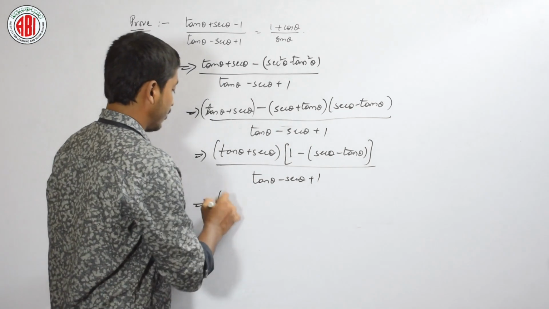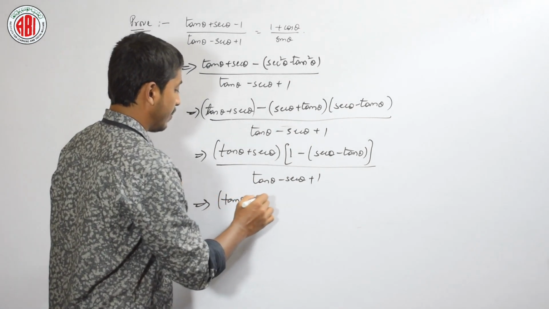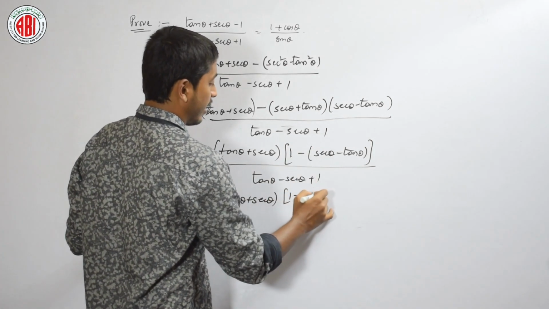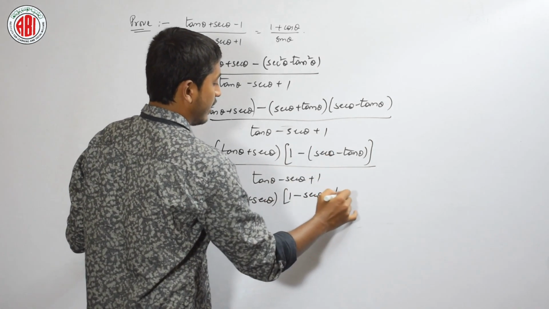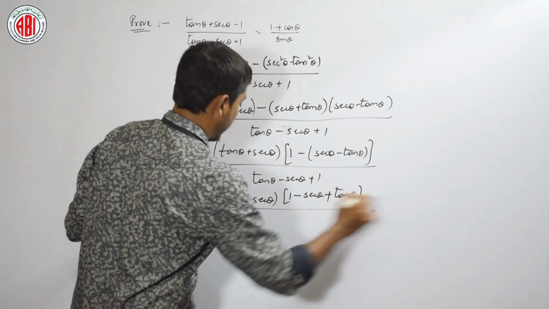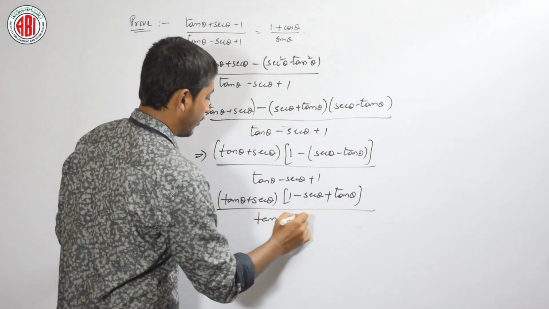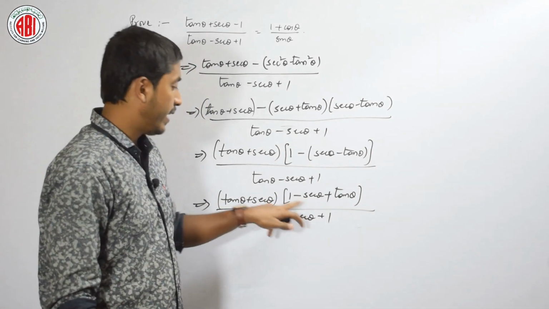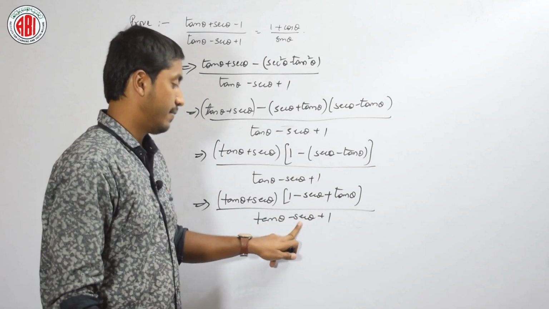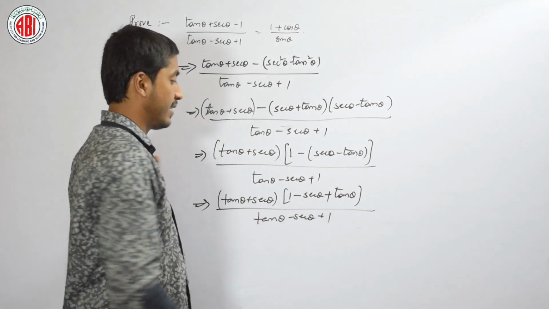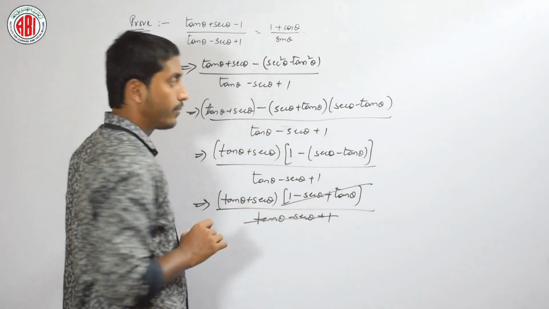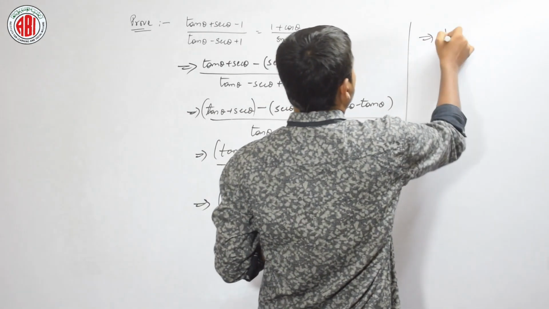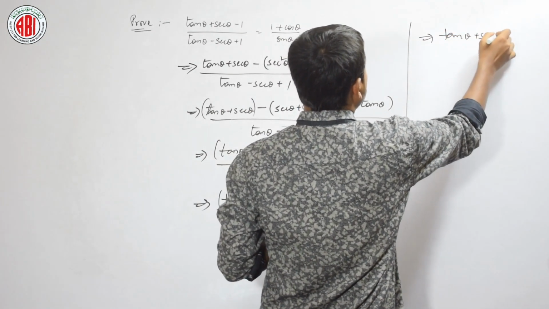Now, let us multiply that side, that is tan theta plus secant theta into 1 minus secant theta plus tan theta. If you observe here, this term and this term are similar: 1 minus secant theta plus tan theta in the numerator and in the denominator. Can we cancel these both? Isn't it? What is left here? What is left here is tan theta plus secant theta.